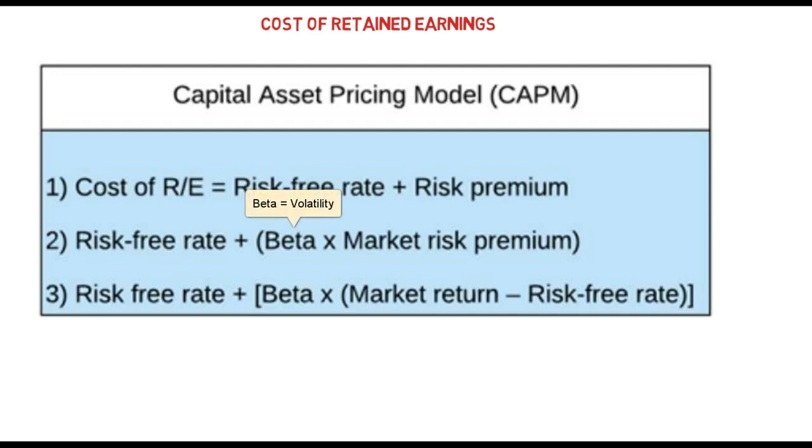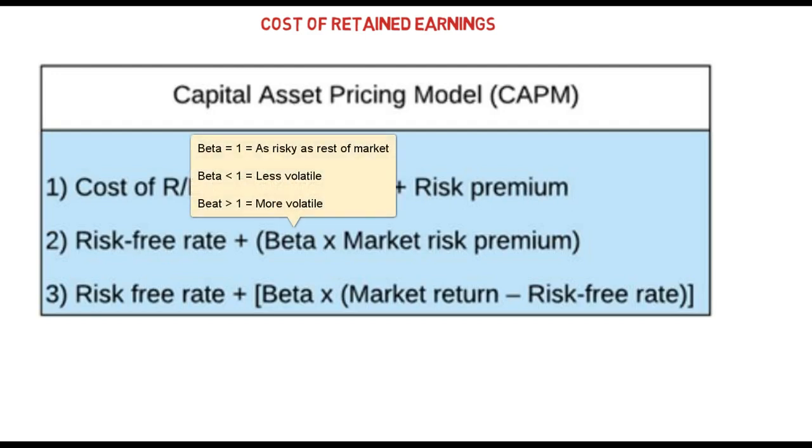Now we got beta, okay? So now we are buying one individual stock, and our beta is going to tell us the overall risk relative to the rest of the market, okay? So this is going to reflect the volatility of this particular stock. I would write this down: beta equals volatility. So if we have a beta that equals 1, we're going to say here that this is as risky as the rest of the market.